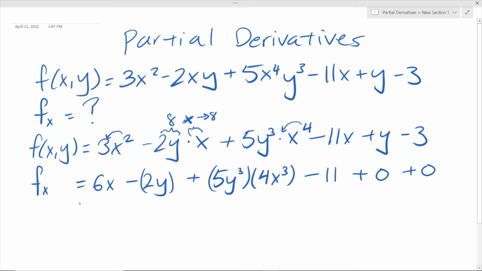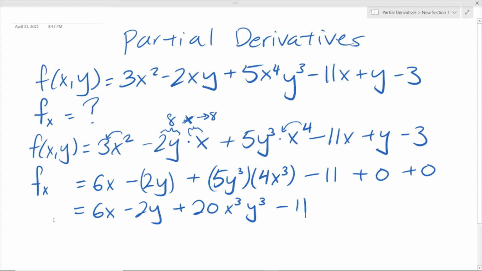Now, all we have to do is simplify this. So we're going to get 6x minus 2y plus, well, 5 times 4 is going to be 20, and then we write the x first, so write x cubed, and we write y cubed like that. Then minus 11, we copy that. And these zeros, we do not write.